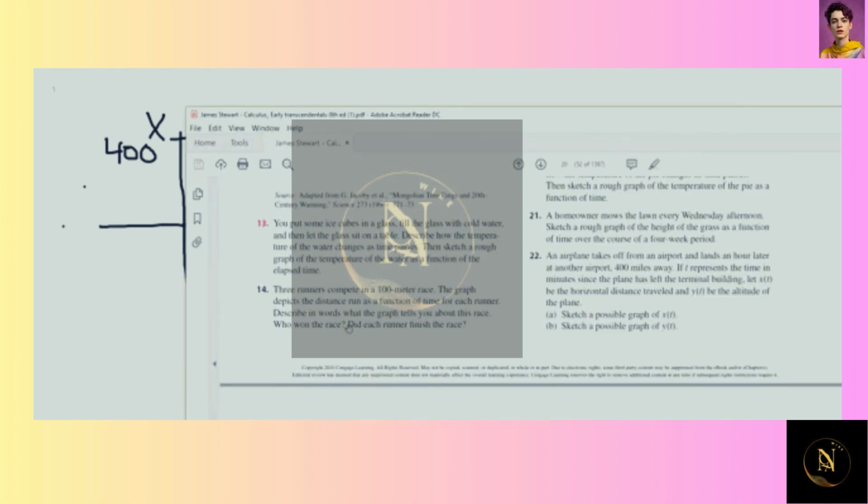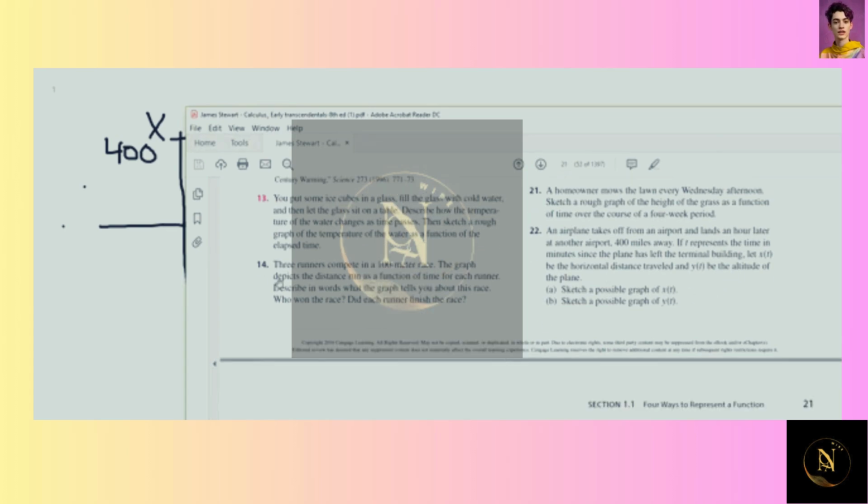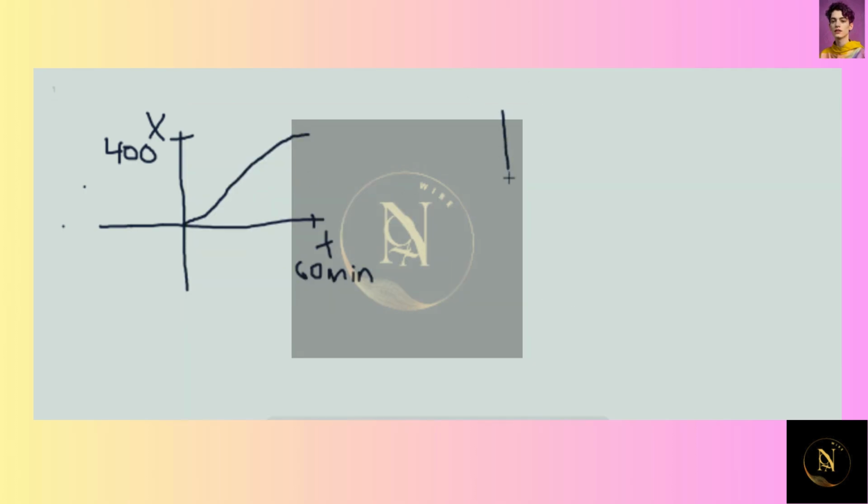Task B is to sketch the possible graph of y of t. Recall that y of t is the altitude of the plane. Okay, so now this is t, and this is y. Okay, so again, this is going to take a total of 60 minutes.